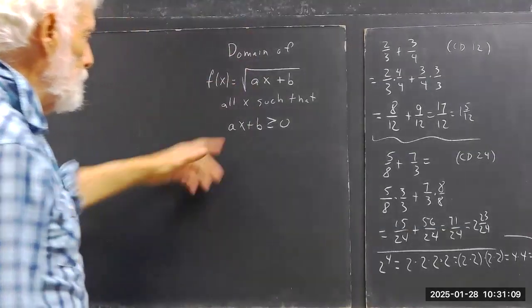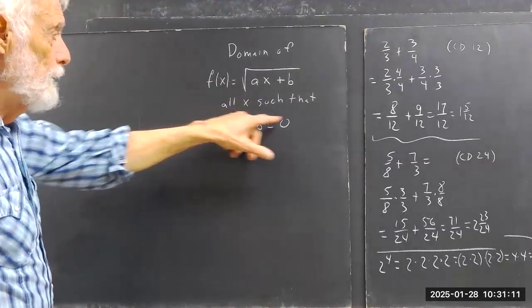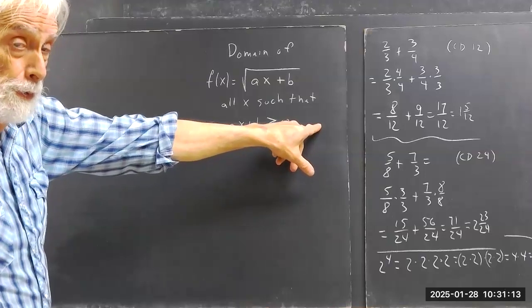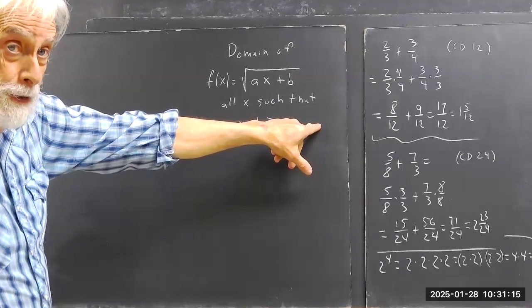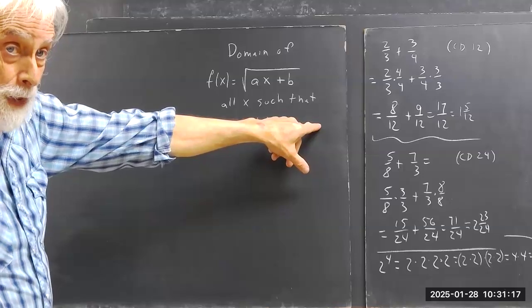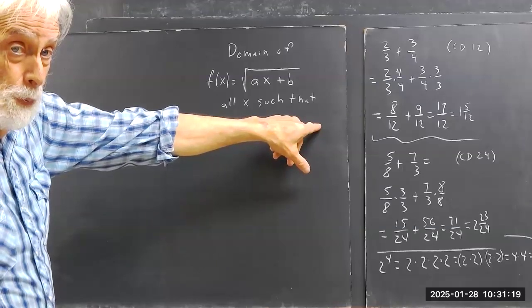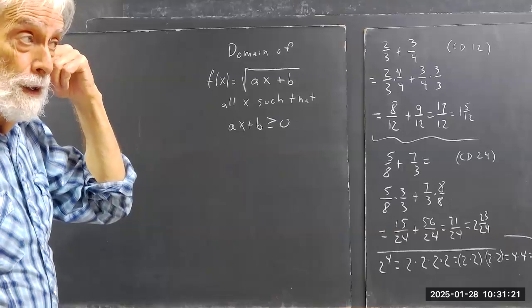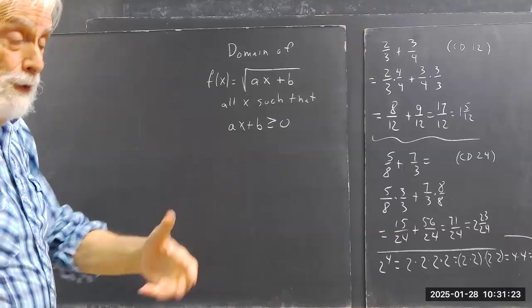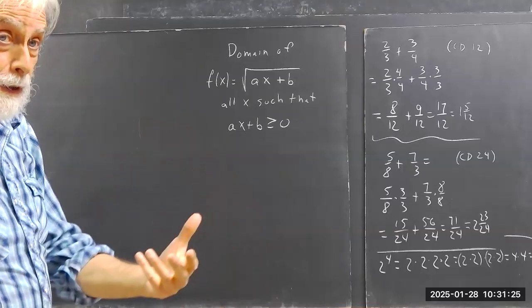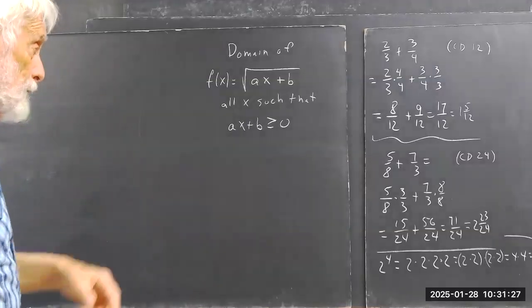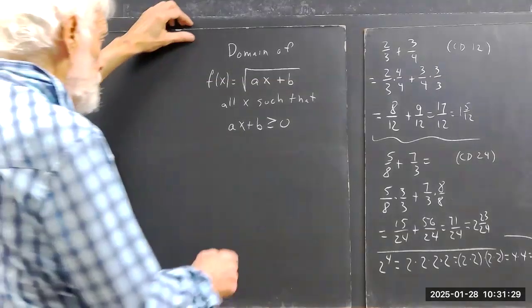Ax plus b greater than or equal to 0 for all x. And you want to write those words out when you do these to reinforce the logic of what you're doing. Otherwise, you're just writing down symbols and you won't necessarily understand them as well. You reinforce the idea every time you write it out, and you want to think every time you write it out.